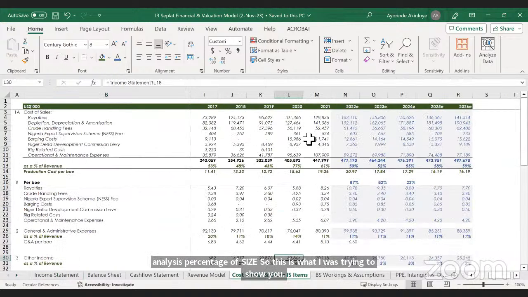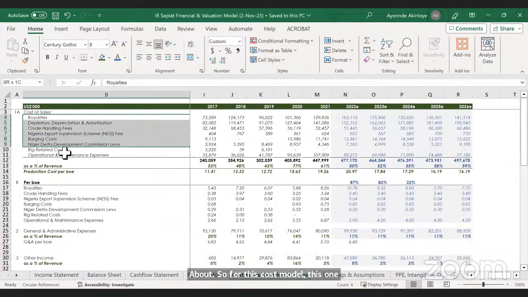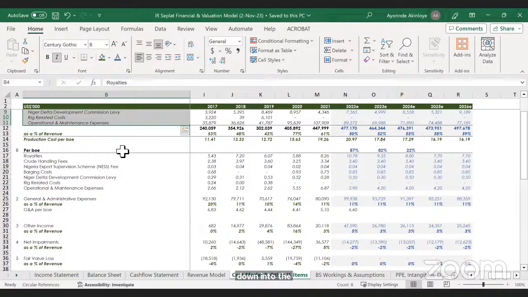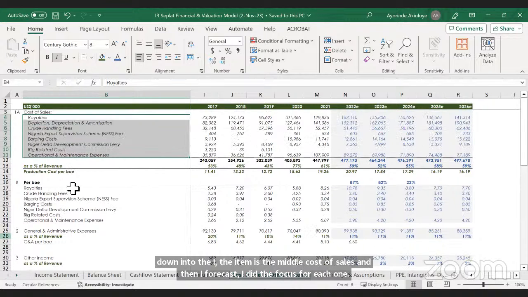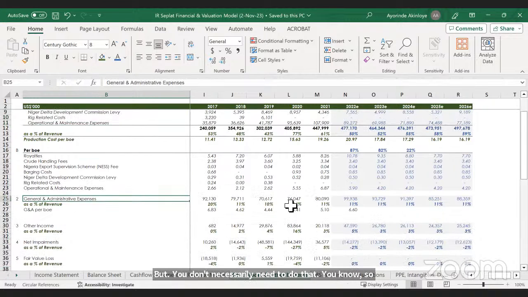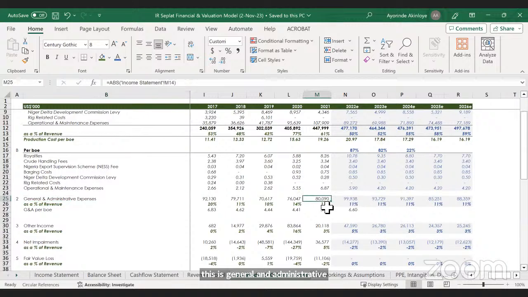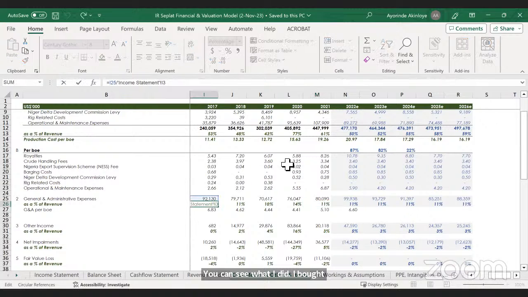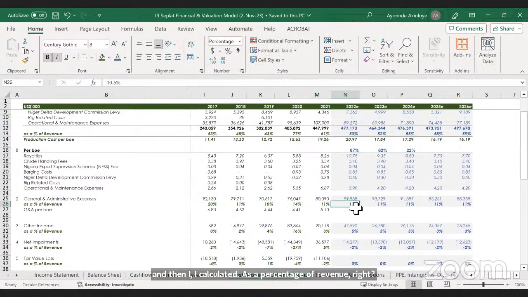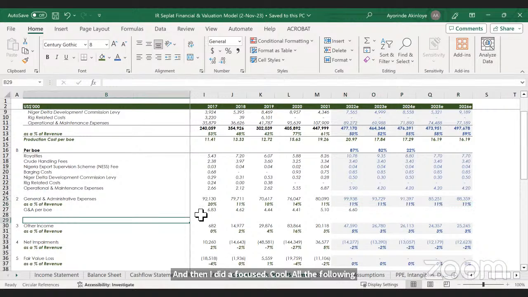So for this cost model, I broke it down into the items that made up cost of sales, and then I did a forecast for each one, but you don't necessarily need to do that. So this is general and administrative expenses. You can see what I did. I brought all the historicals, and then I calculated as a percentage of revenue, right? And then I did a forecast for all the following years. So this is what I mean by elaborate.